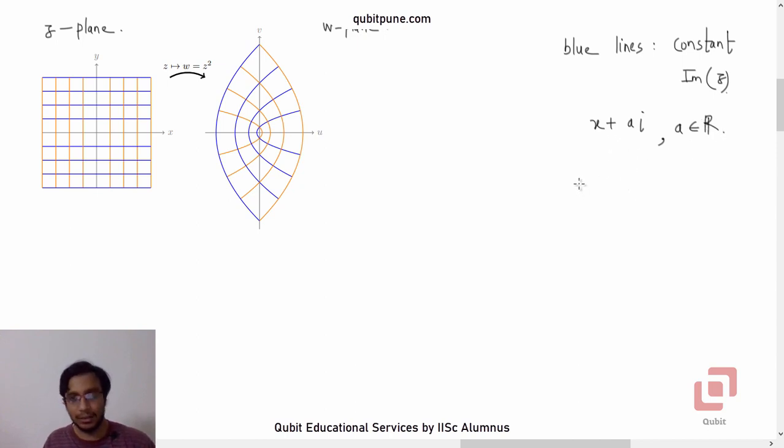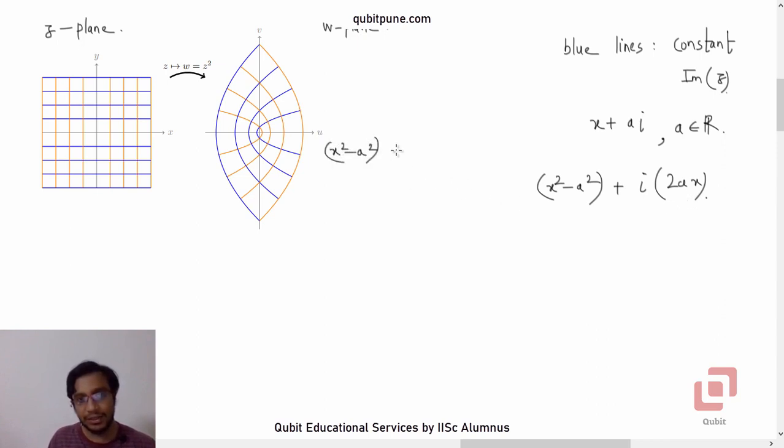And if you decide to square, what will you get? You will get x squared minus a squared plus i times 2ax. This is the u axis now, so x squared minus a squared is going to sit here, and 2ax will sit on the v axis. Now if you manage to connect u and v, you will get the equation. These look like parabolas, and then you can just think of the distorted line.